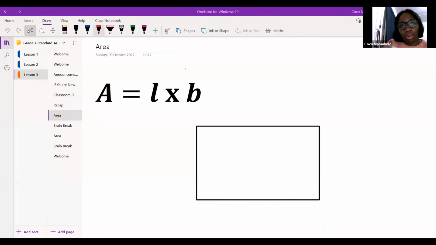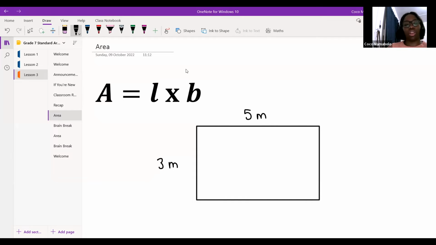Can anyone tell me, remember when we're calculating the perimeter of something, if this side over here is 5 meters and this side over here is 3 meters, how would I calculate my area? Or which part of this is my area? Who knows?